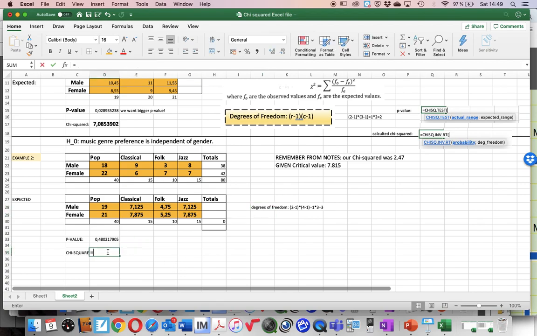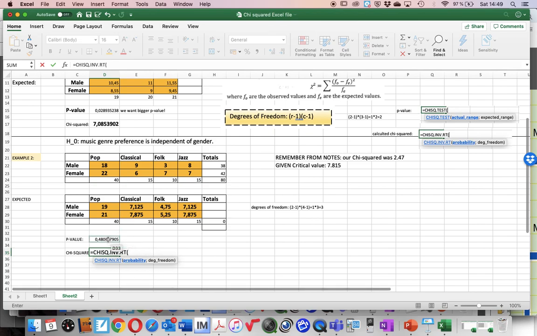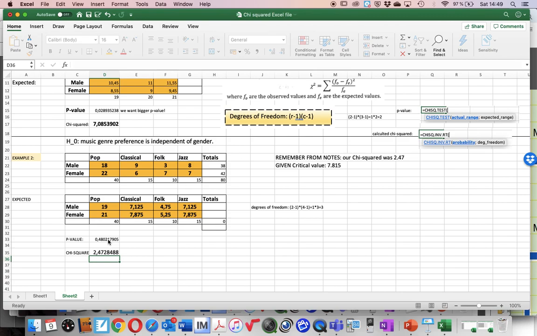Okay, let's do it. So we're going to go to the chi-squared, this inverse RT. This is our probability. This is the p-value. And then our degrees of freedom is 3. And there we go. Ta-da! Yep, it's what we had last time. And remember, that was way smaller than the critical value, the difference that we were willing to accept. So we accepted H null. Music genre preference was indeed independent.